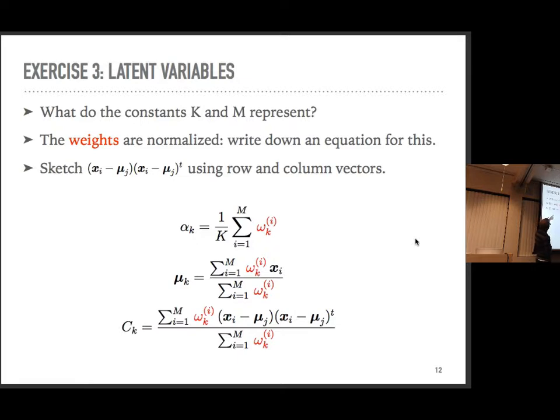And then finally, I want you to sketch this expression down here. It's a little hard to tell, but these are boldface, so these are vectors, and there's a transpose right there. Make a sketch, with rectangles, of what that expression looks like in terms of multiplying rows and column vectors together.